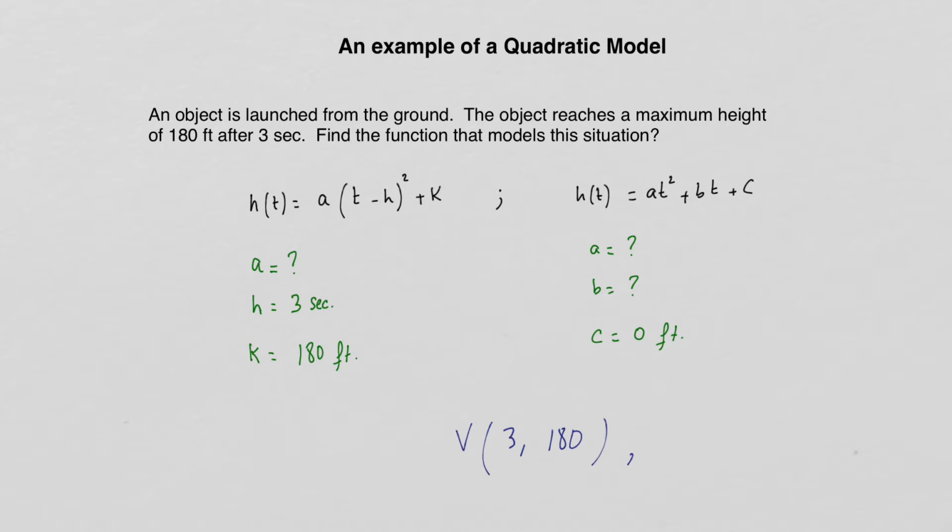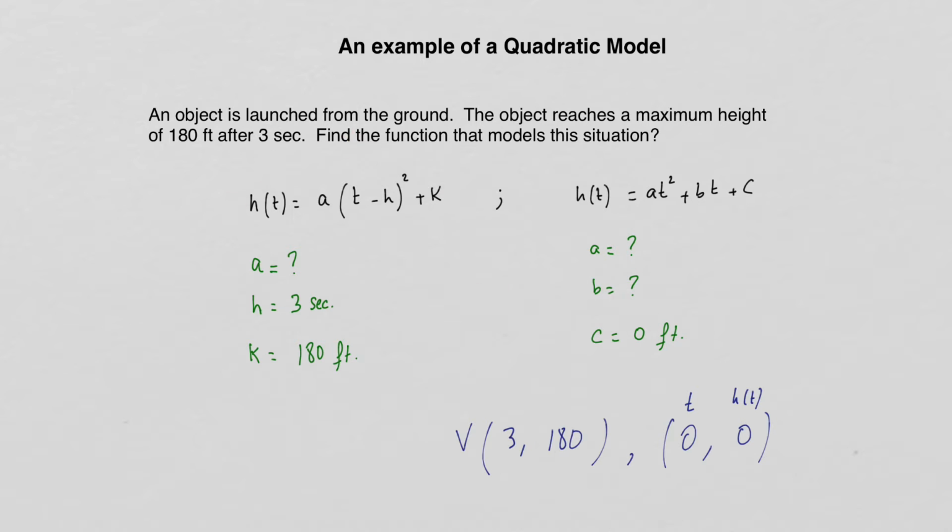I was also given a point because it says an object is launched from the ground. That means when time equals 0, the height equals 0. So this is time, this is the height. So they gave me an extra point. And when I look at these 2 points that they gave me, if I want to use this form, clearly the y-intercept is given. So this 0 here is exactly that 0, right? It's a height. It's not in seconds, but it is in feet. So they gave me c. They did not give me a or b.